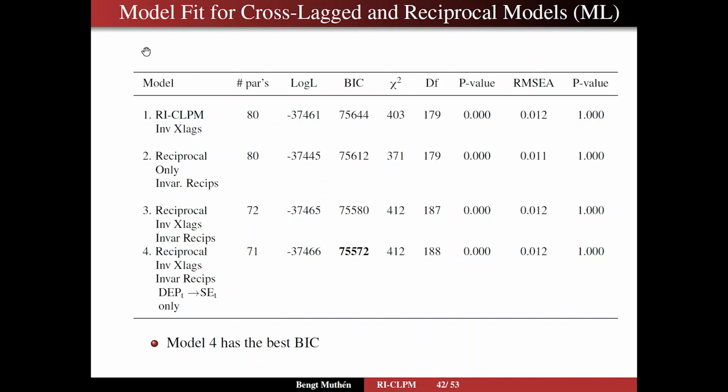And here we see again that if you compare model 1 and model 2, invariance of cross-lagged effects compared to invariance of reciprocals have different implications, same number of parameters, but in this case invariance of the reciprocals across time fits the data better than invariance of the cross-lagged effects.